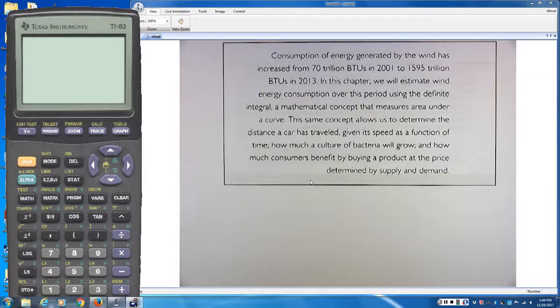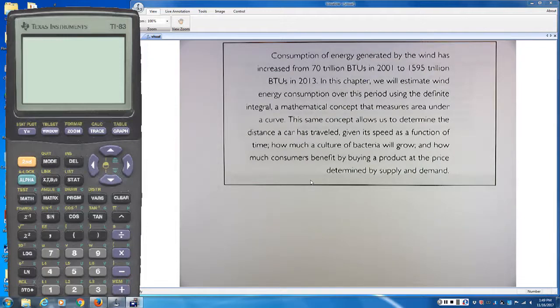And what we want to do with this, using antiderivatives in this chapter, is we're going to estimate wind energy consumption over the period using something called a definite integral. And that's a mathematical concept that measures area under a curve. So that's really what we're using an antiderivative for, ultimately: to find the area under a curve or between two curves.